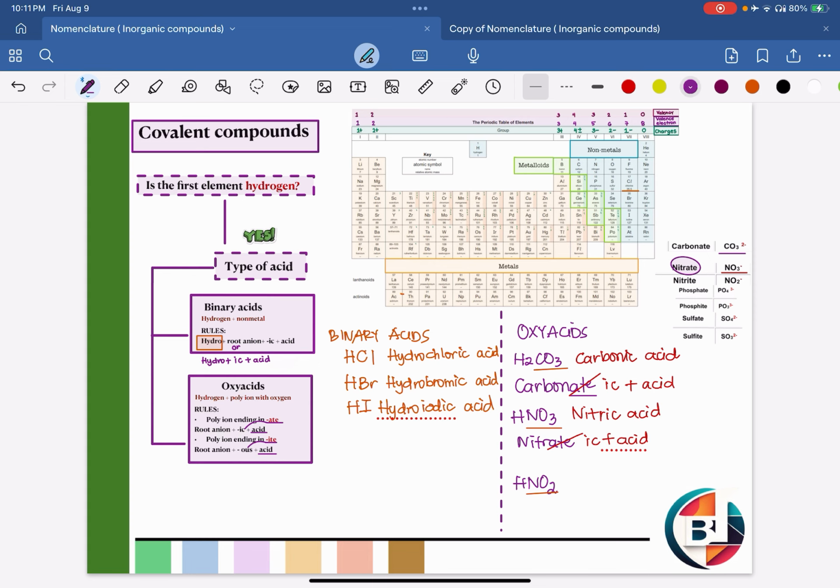And lastly, we have here NO2. In this case, it ends with ITE. Emphasizing the rule, ITE should be changed to OUS and add the word acid. So my compound should be named as nitrous acid. So this is the end of oxyacids.